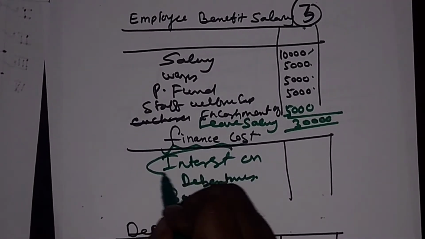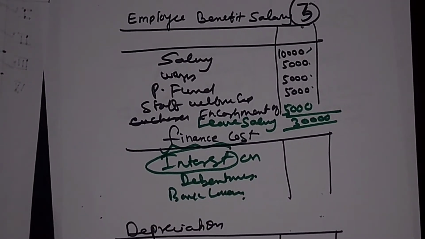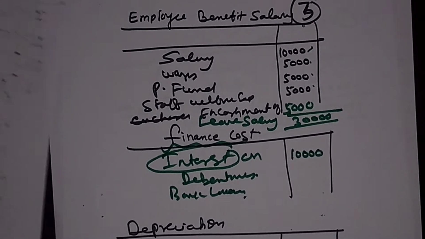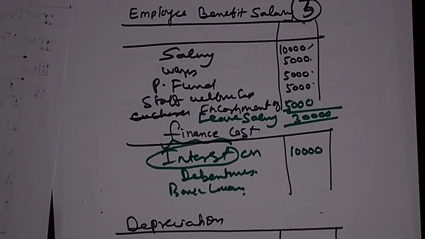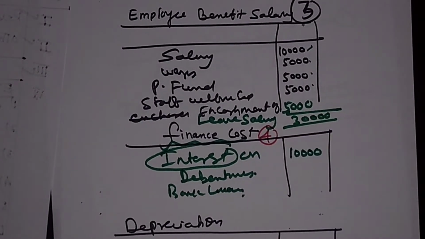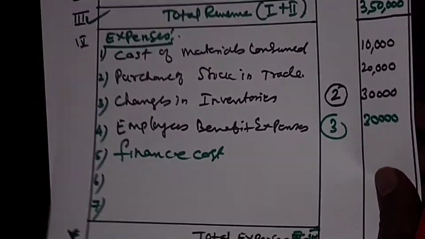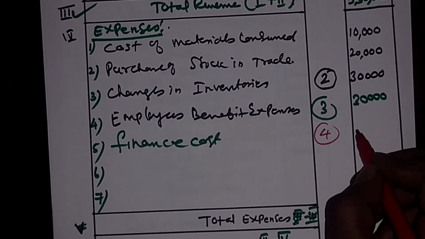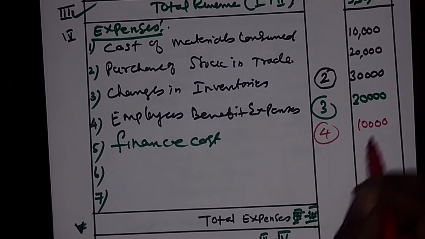But finance cost means what? It is interest. For example, let me write here 10,000. For this I will give note number 4. Now let us see here: finance cost, note number 4, 10,000 rupees.